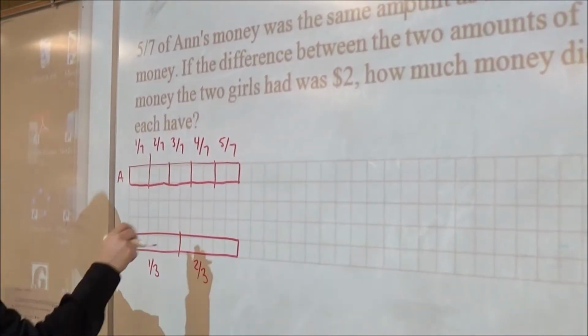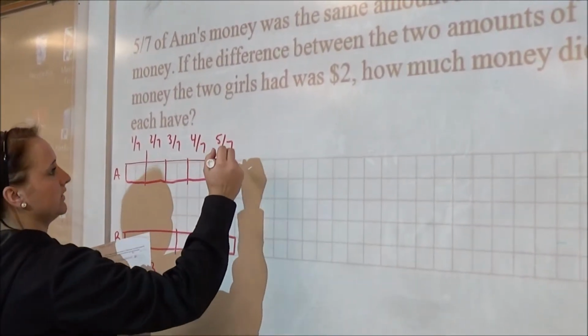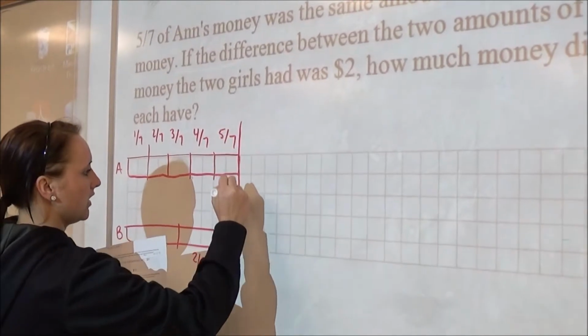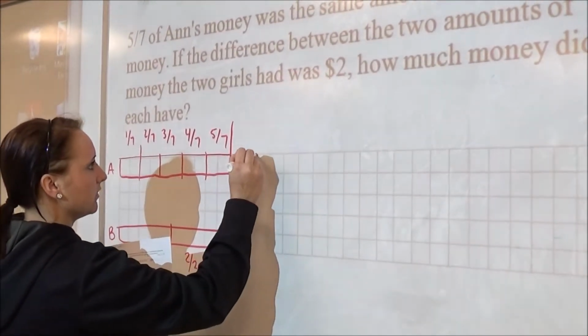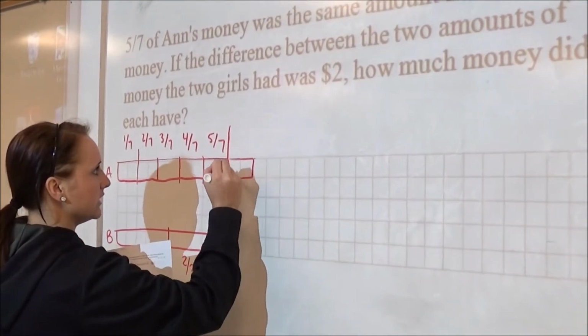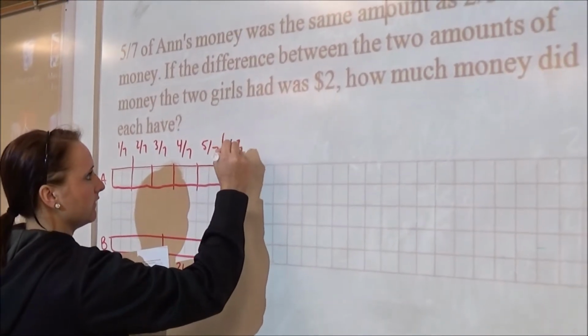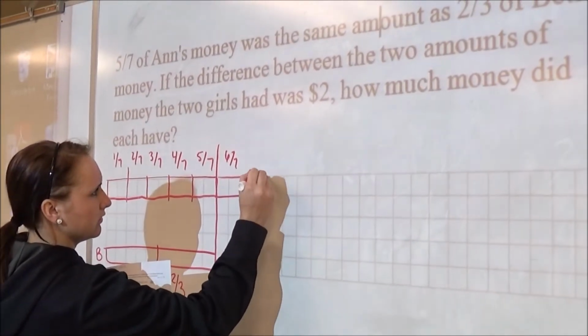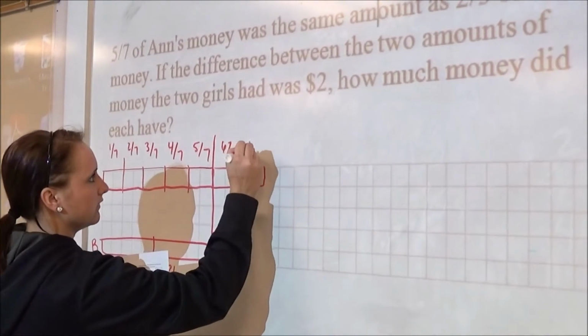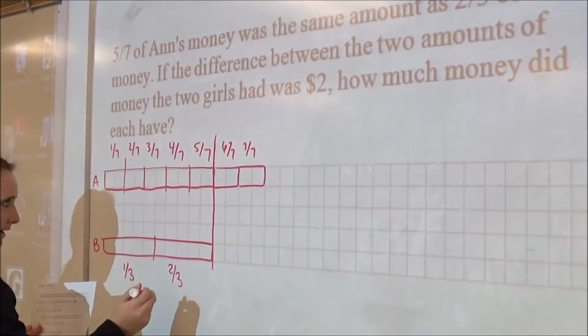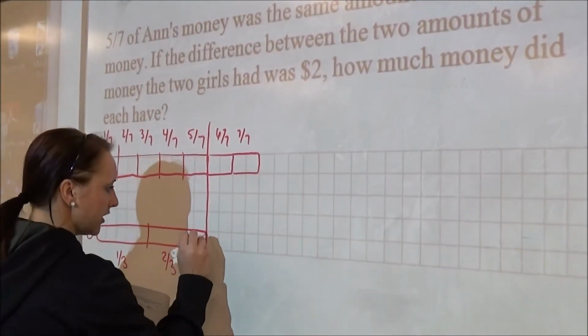And then you see up here how you'd like to finish the 7th, so then you would add 2 boxes for each 7th, so 6, 7. 7/7. And then down here, you add 5 for the last 3rd.